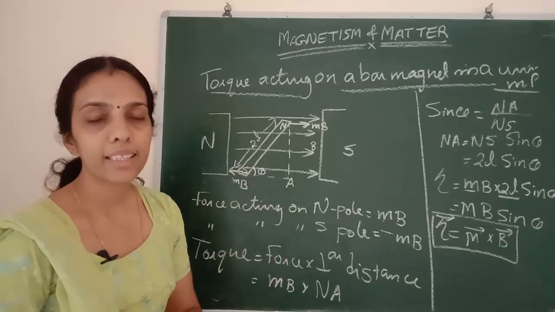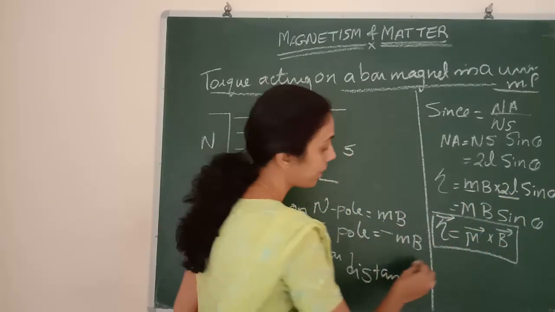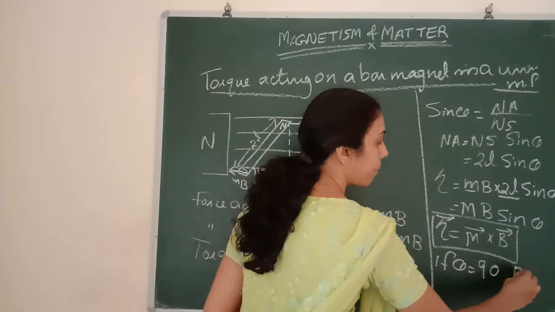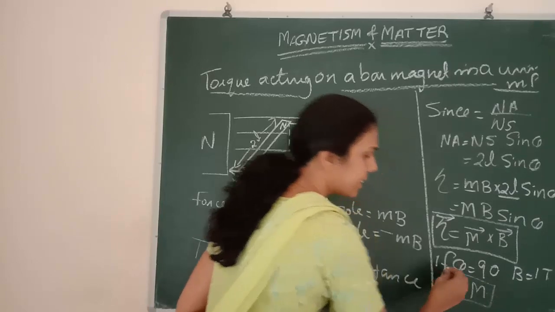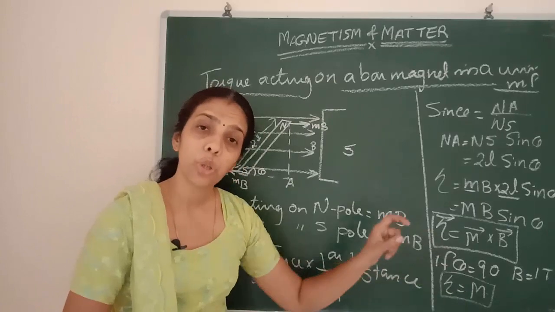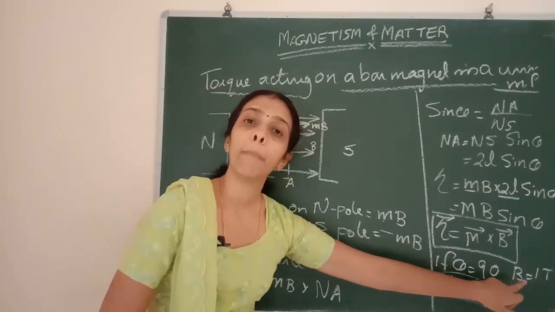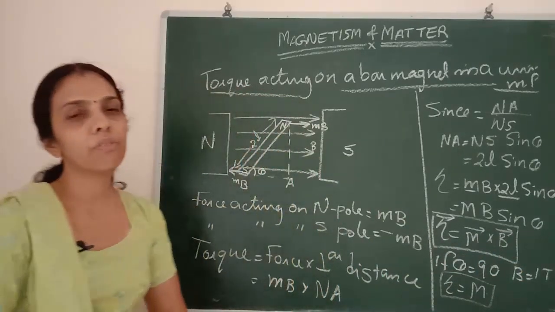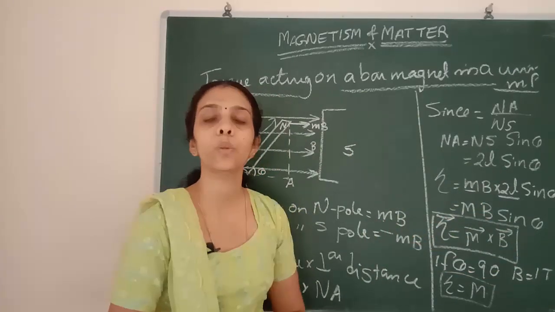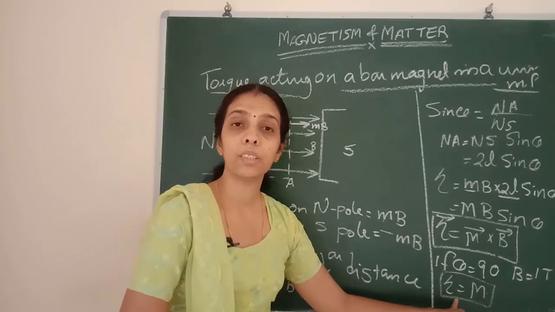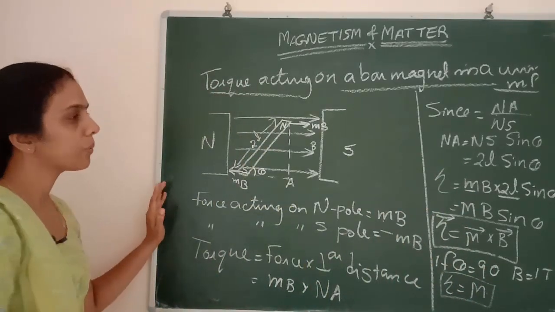Now using this formula we can also define the magnetic dipole moment. Considering torque tau equals MB sin theta, if theta equals 90 degrees and B equals 1 Tesla, then torque tau equals M. That is, the magnetic dipole moment will be equal to the torque acting on the system if the moment and the field are perpendicular to each other and the magnetic field is of unity. In that way also we can define the magnetic dipole moment. Clear, all of you?